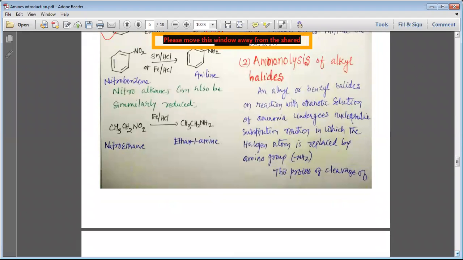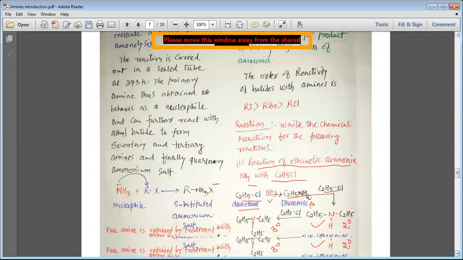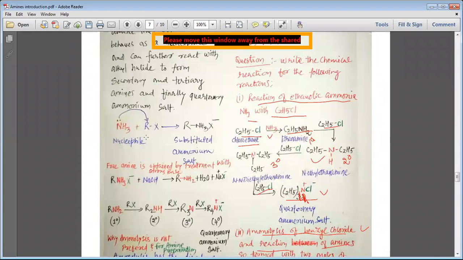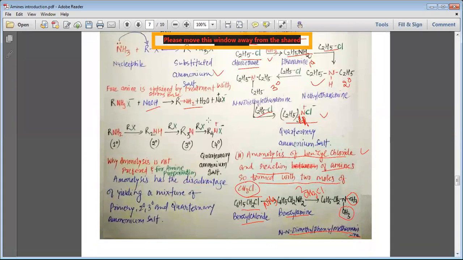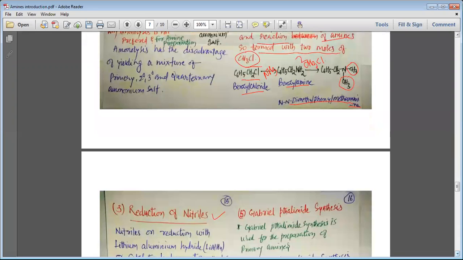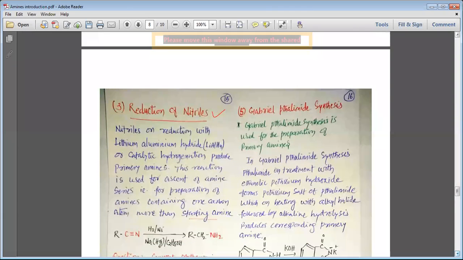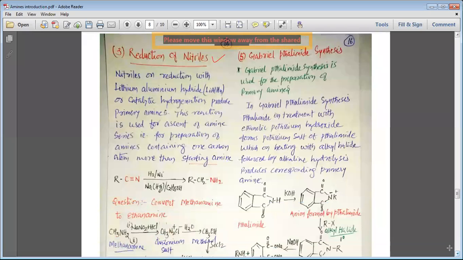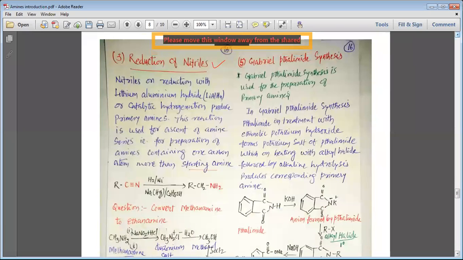Then we have the ammonolysis of alkyl halides. In ammonolysis, first we get the salt, and that salt reacts with the base to give us primary amine, and primary amine reacts with 1 mole of alkyl halide to give secondary, 2 moles of alkyl halide to give tertiary, and 3 moles of alkyl halide to give us the quaternary ammonium salt. So this is how, my dear students, we understand. अगर कुछ पूछना है तो पूछिए बच्चों, या फिर आगे चले.